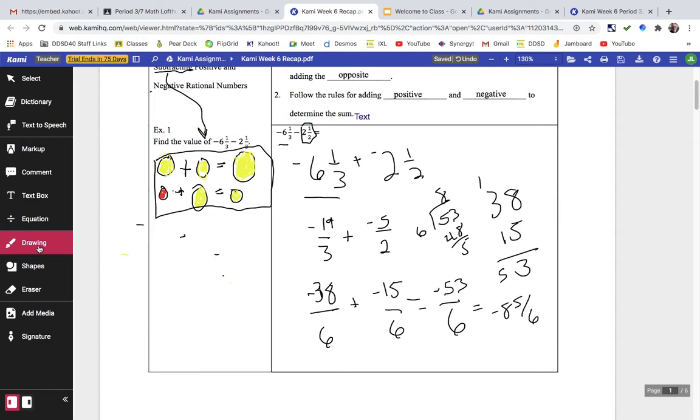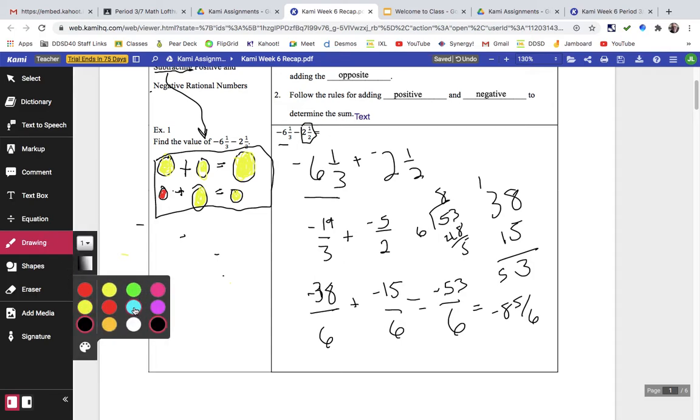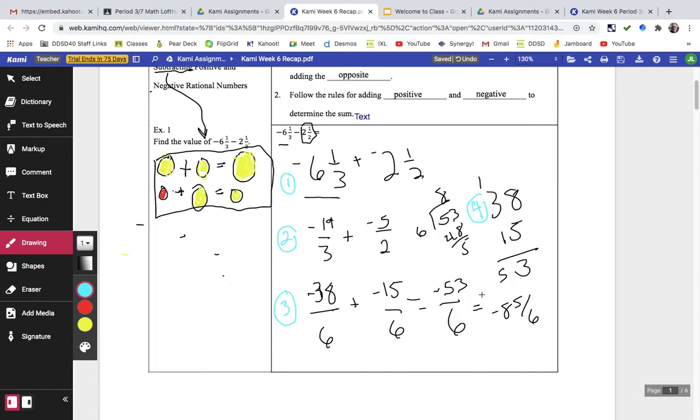And we broke this down into 5 steps. Adding the opposite, writing as improper fractions, finding a common denominator, adding the numerators, and then changing an improper fraction back to a mixed number. So really 5 steps. If you're going to ask a question, you can refer to those 5 steps.